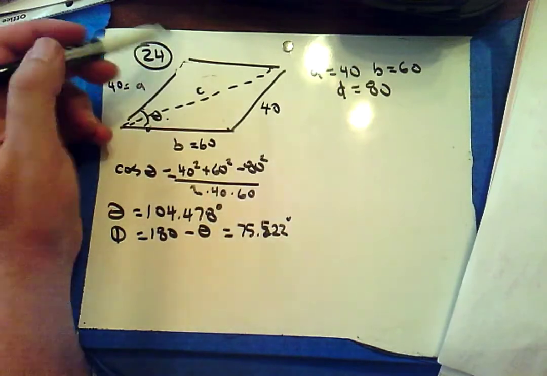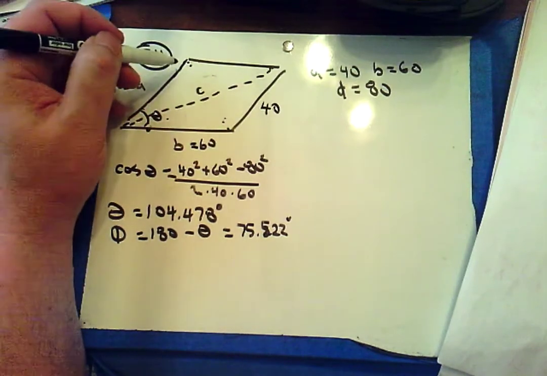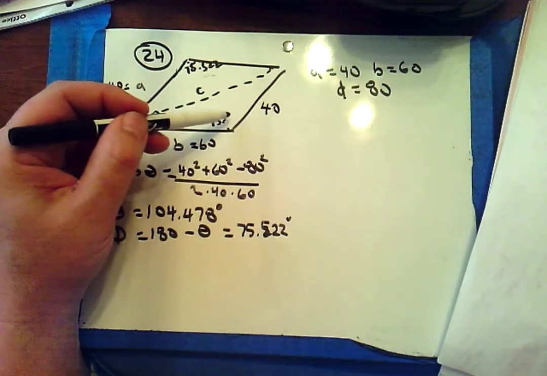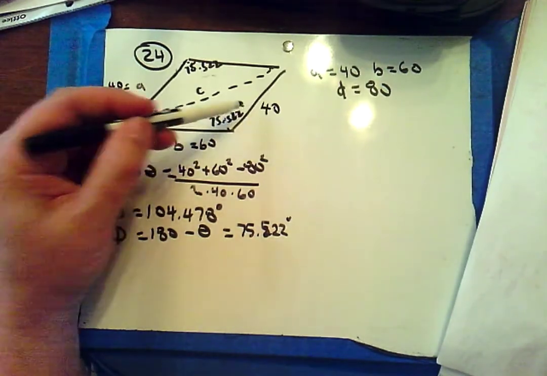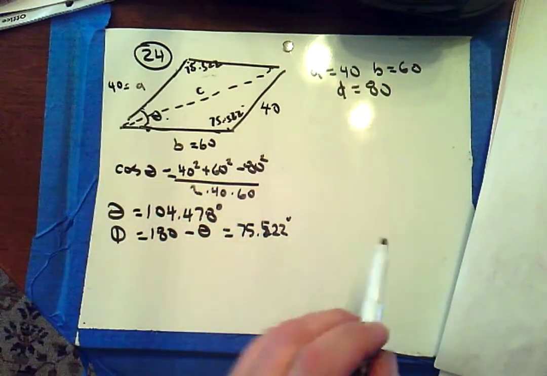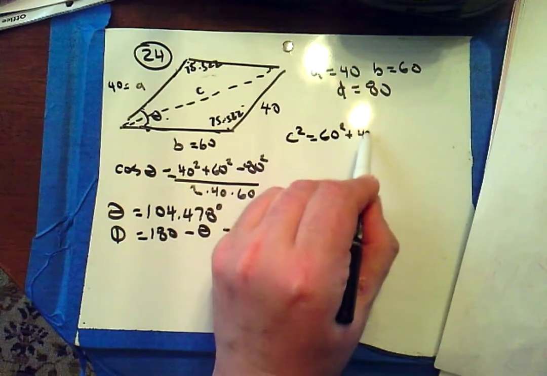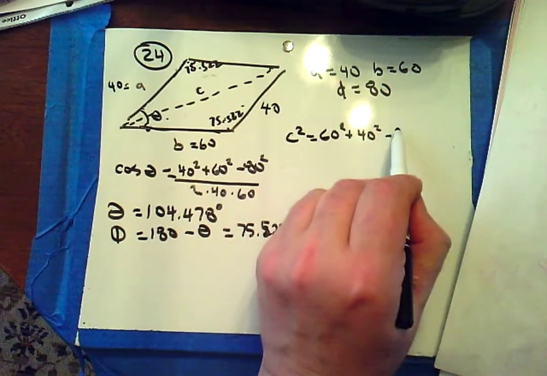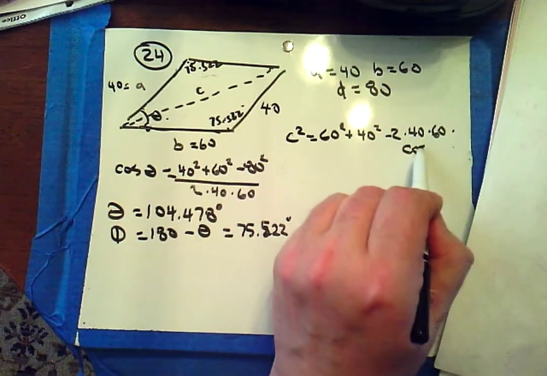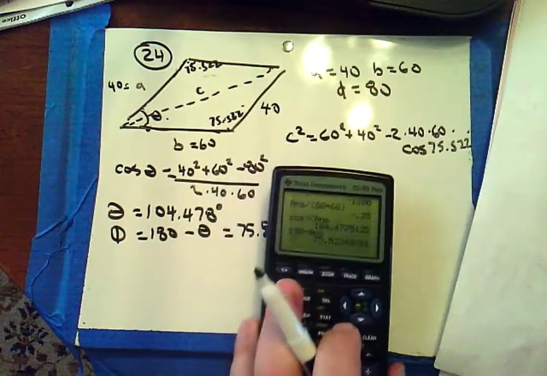And conveniently, the other way is, remember how we said that opposite angles were congruent. So if this one is 75.522, then this one is also 75.522 degrees. And now I've got side, angle, side, and I can use law of cosines to find C. We would say C squared equals 60 squared plus 40 squared minus 2 times 40 times 60 times the cosine of 75.522.